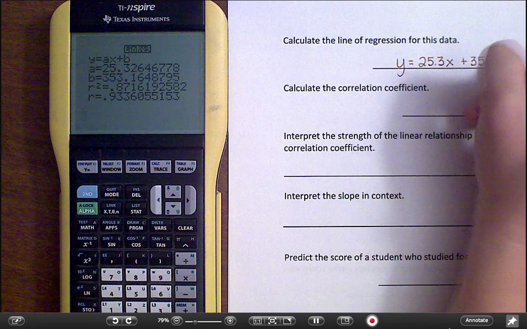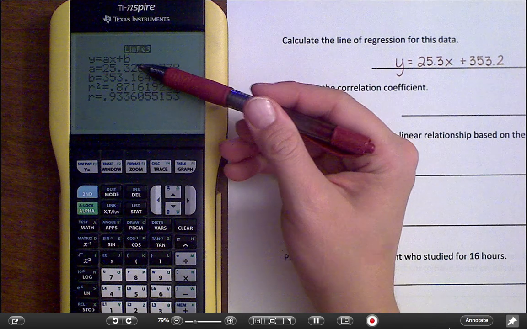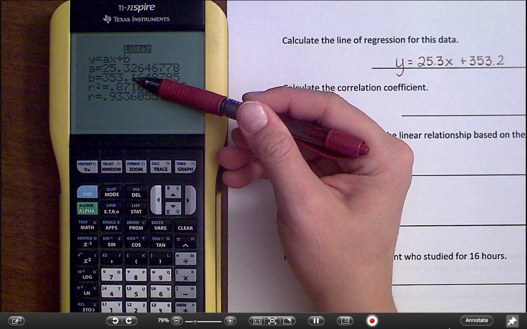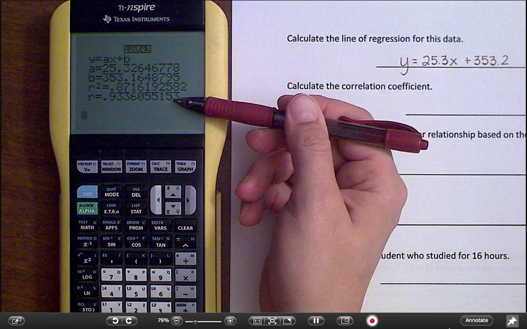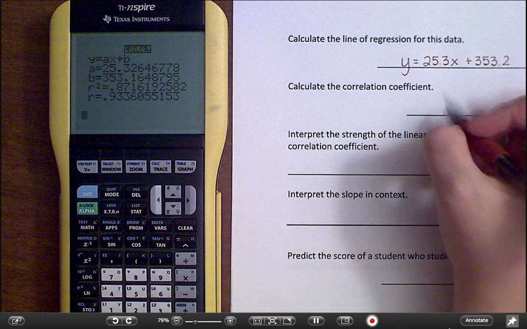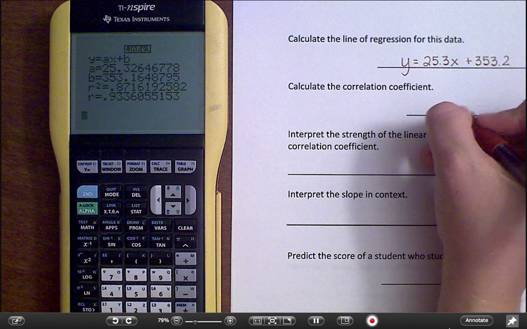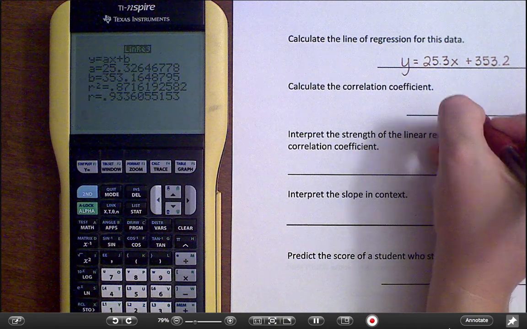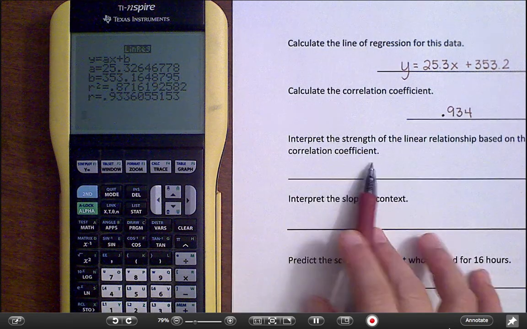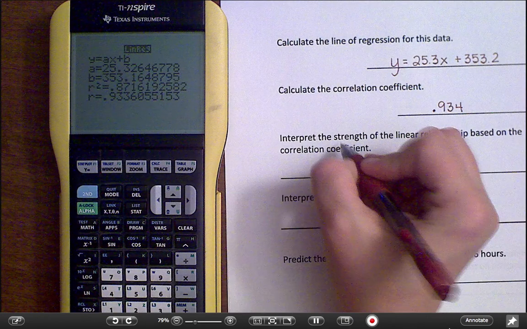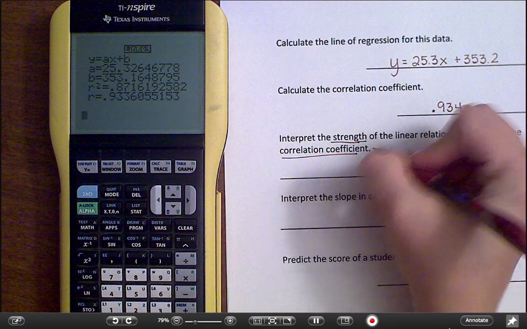And we're going to talk in a minute about what those numbers represent. But again, I'm taking that just from here and here. Okay, then it says calculate the correlation coefficient. Remember, the correlation coefficient is R, and you want to take that out to a couple of decimal places. So I would maybe say 0.934.